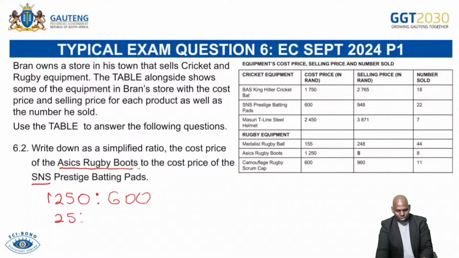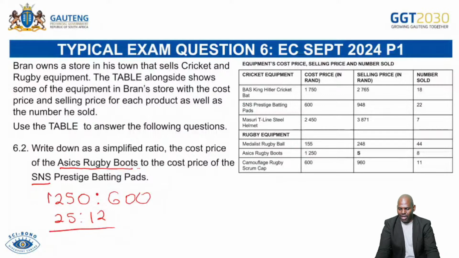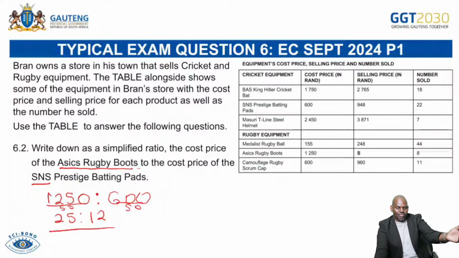is to 12. So in other words, what I do is I take 600, I divide it by 50, 600 divided by 50, and then 1,250 divided by 50. So I divided by 50, divided by 50, then that is how I've got 25 is to 12. Or on your calculator, you can just do it in the form of a fraction where you say 1,250 over 600. If you're using a Casio, then that will give you 25 over 12. Then you rewrite it in the form of a ratio.